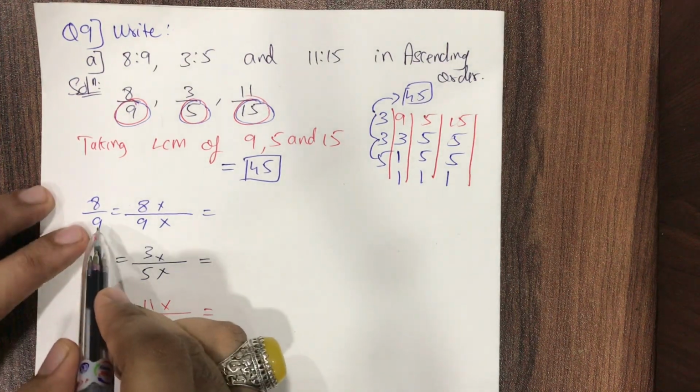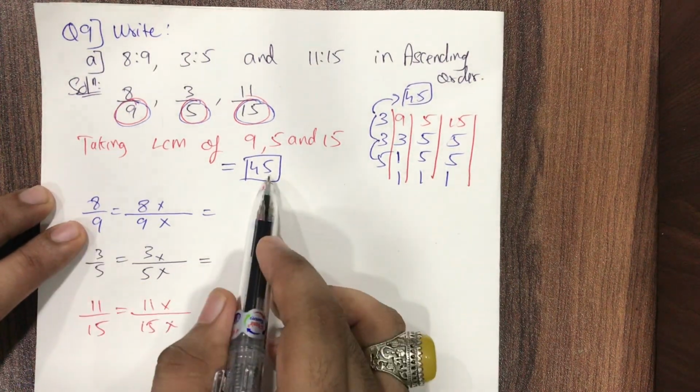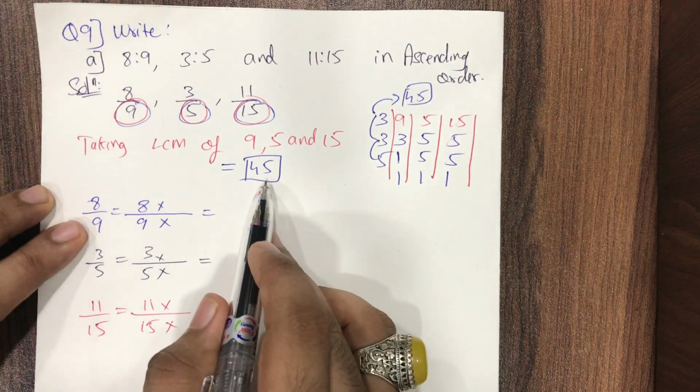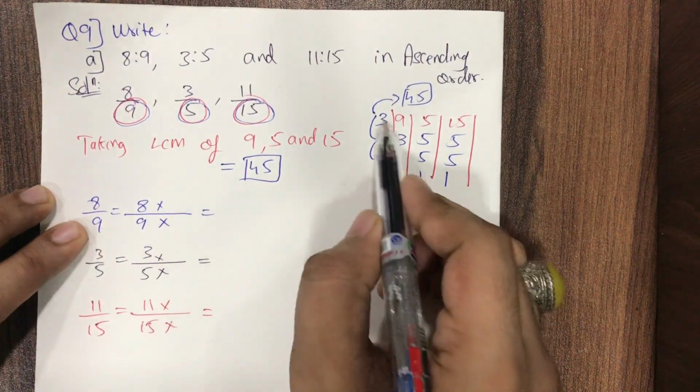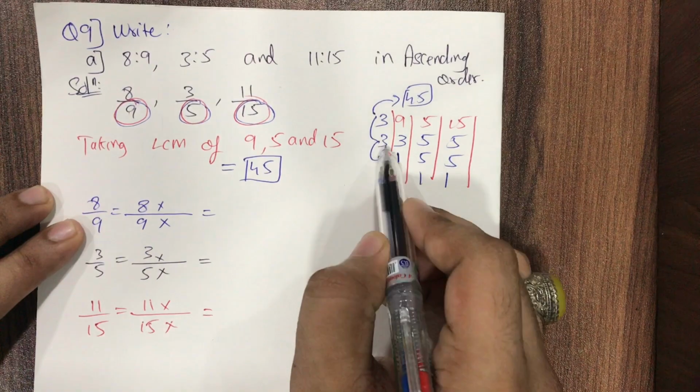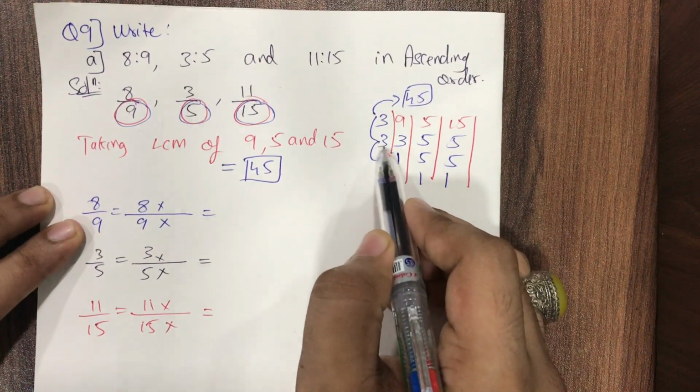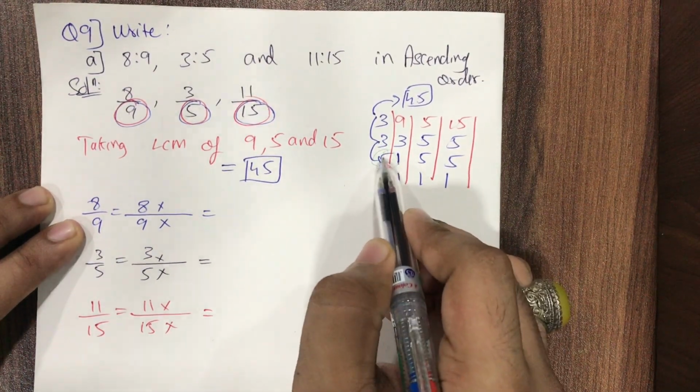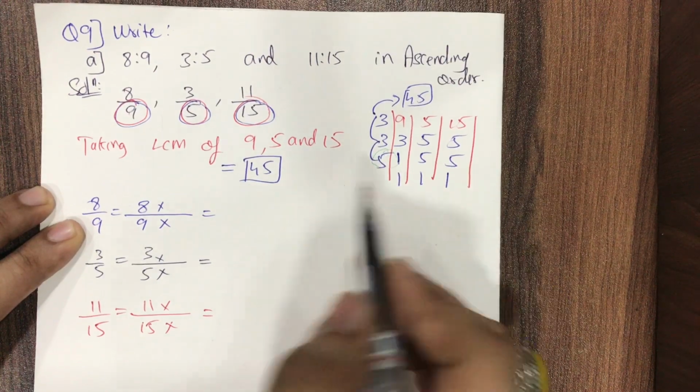Here I have 9. I want to convert this 9 into 45. Just see here, I have 9. 3 3s is 9, so I already have 9. What do I not have here? I don't have this 5, so I have to multiply with 5. So 9 5s becomes 45.